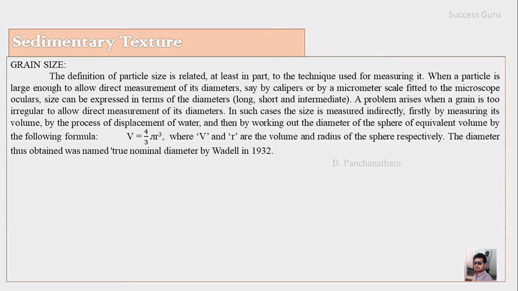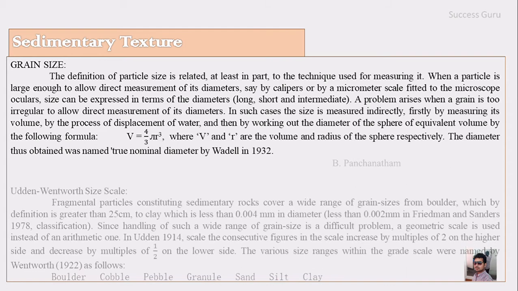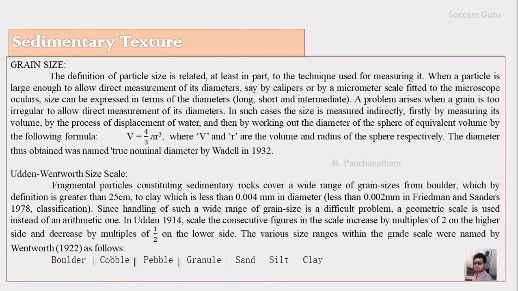Here the V is the volume of the displaced water and R is the probable radius of that sphere. Okay, and this has been termed the true nominal diameter by Waddell in 1932. This is okay if the grains are bigger in size.